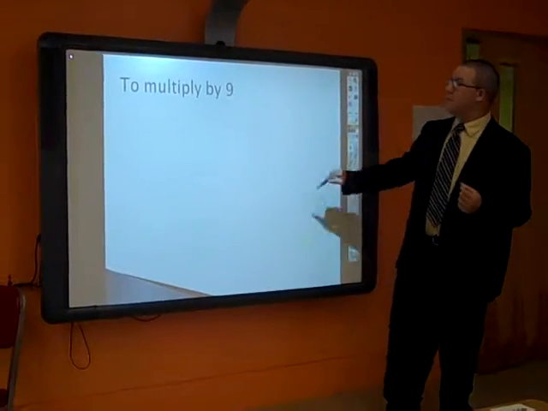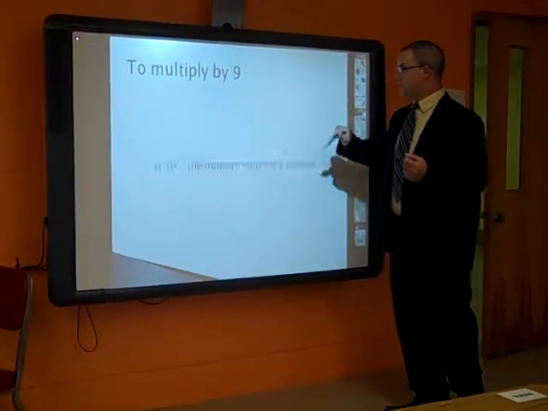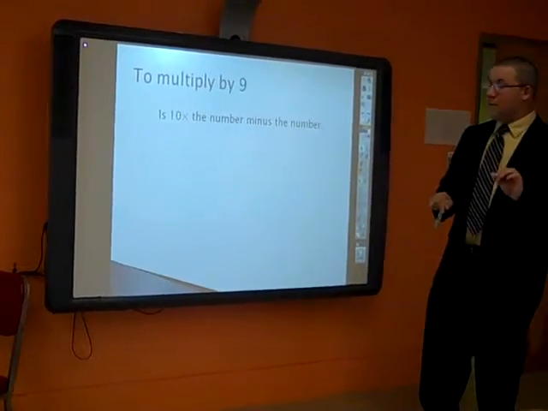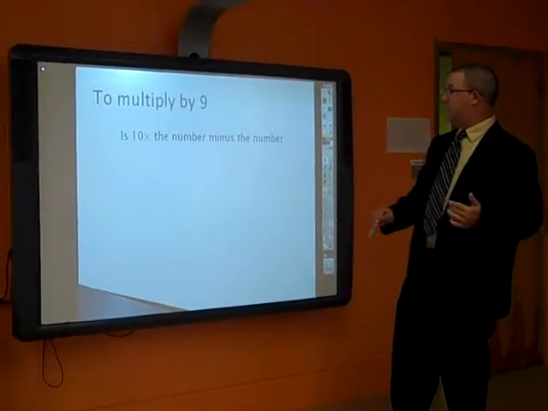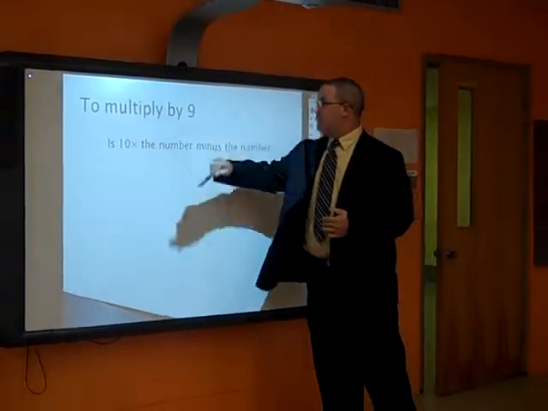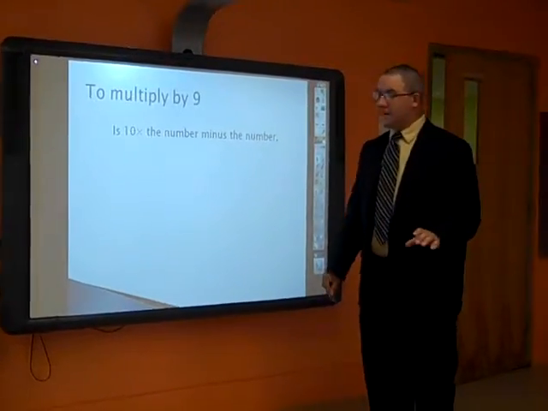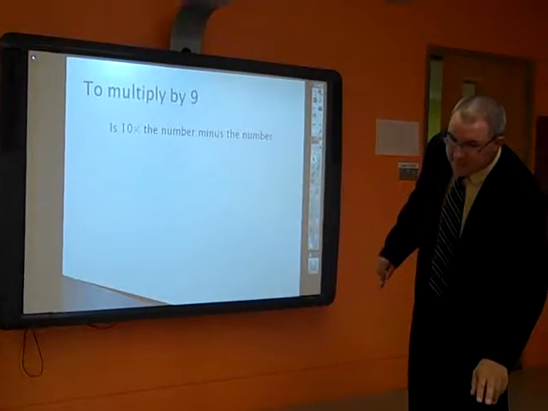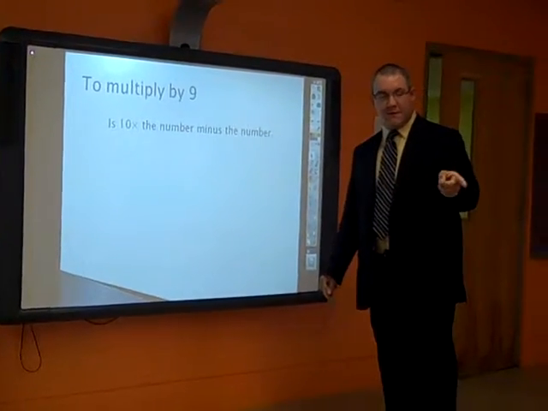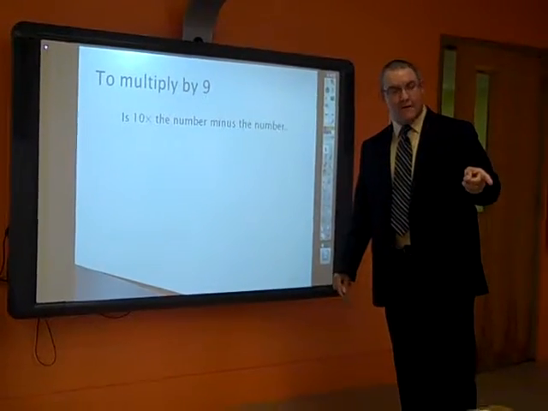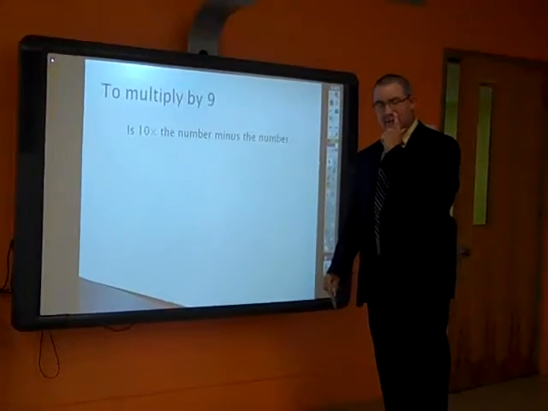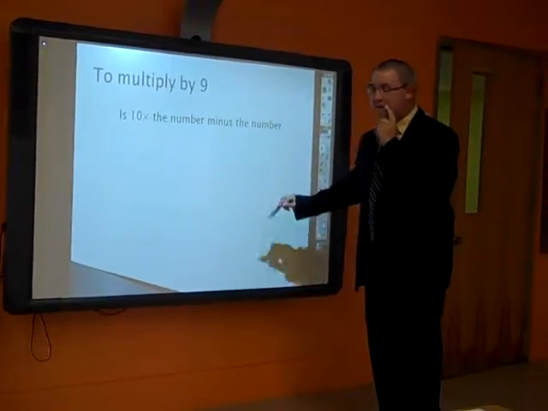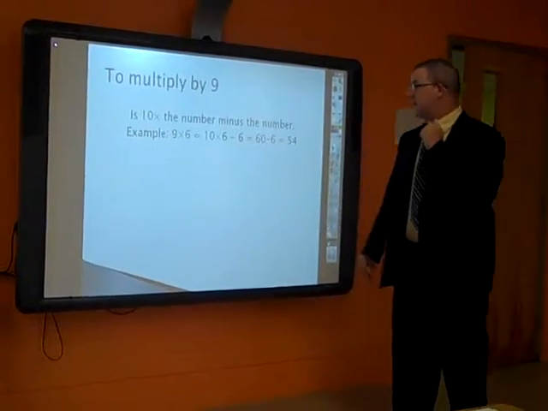All right, so let's look at how to multiply by 9. Okay, and I'm actually going to teach you another 9 trick. You may already know this one, but here's a different one. To multiply by 9 is 10 times the number minus the number. Now, what did I just say? 10 times the number minus the number. There's a lot of numbers in there, huh? Well, let's see exactly what that means.